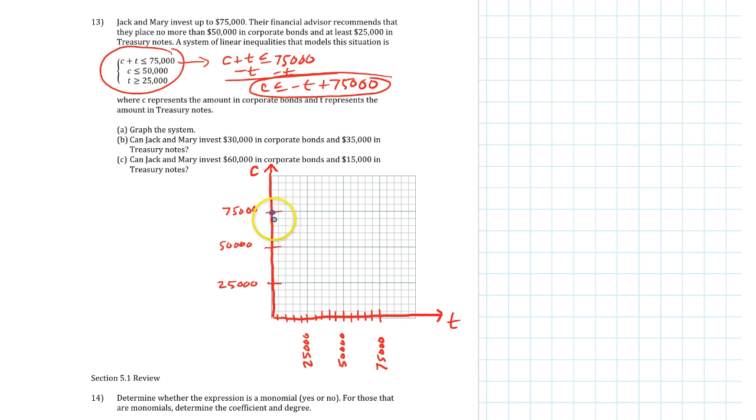Okay, so instead of just going one at a time, I'm going to go down 25,000 and over 25,000. Down 25,000, over 25,000. Because 25,000 over 25,000 is 1, and I'm going in a negative direction because I'm going down. So that looks like that. And it's less than or equal to, so it's a solid line and it's less than, so you're going to shade below the line.